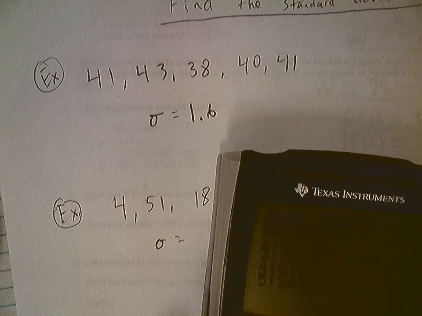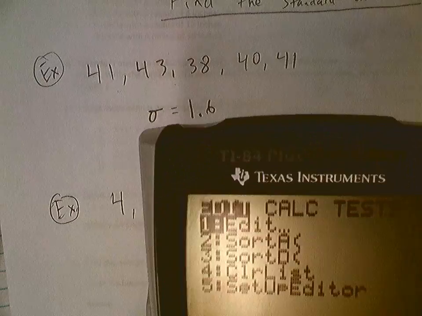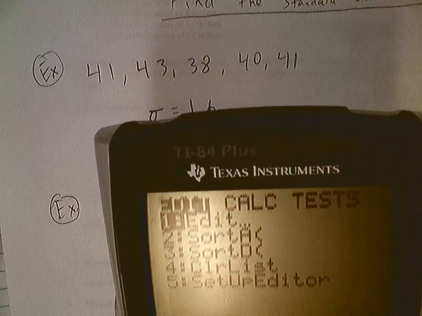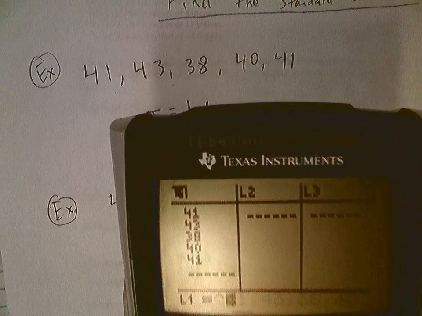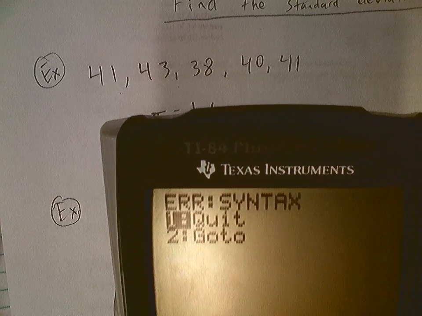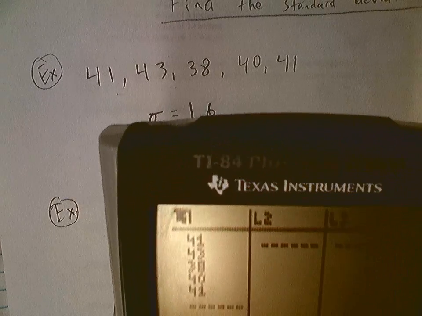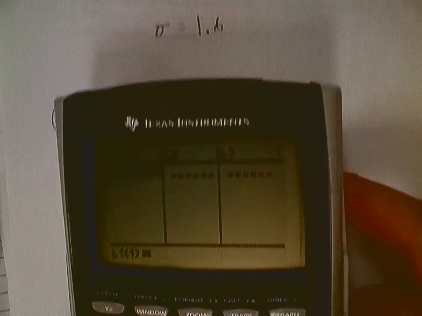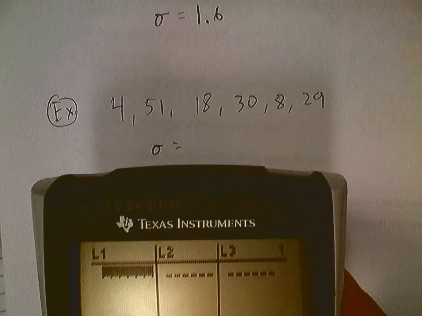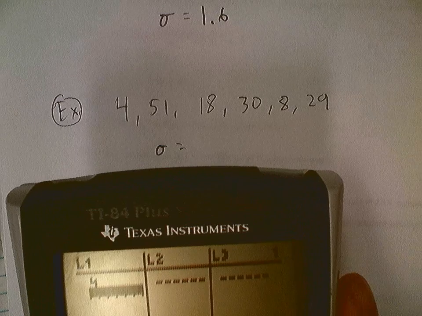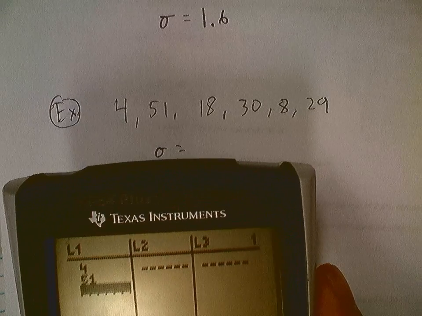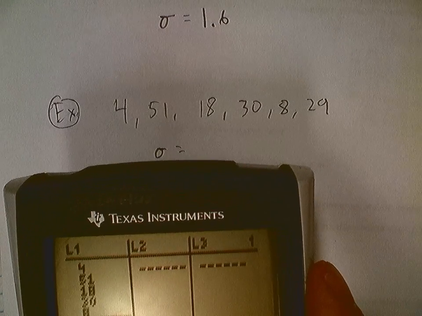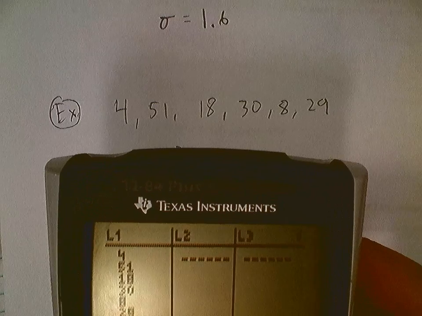So let's quickly find the standard deviation for this number set here. So same sequence of commands. Press Stat, Edit. I'm going to clear out my old set of numbers. Clear, enter. There we go. And I'm going to put in the new set. So we got 4, 51, 18, 30, 8, and 29. Got them all in there.